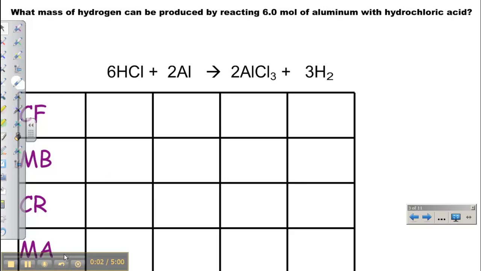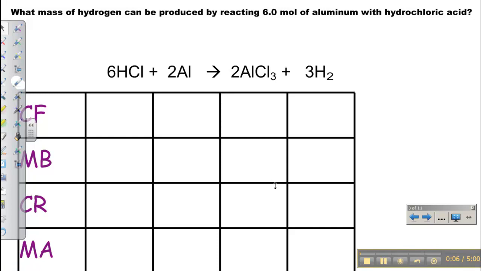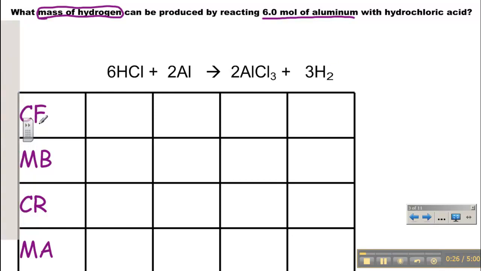So now let's look at some problems that involve mass as well as moles. Our problem here says what mass of hydrogen, so I'm going to circle that, can be produced by reacting 6 moles of aluminum, I'm going to underline that, that's my given, with hydrochloric acid. So I need my balanced equation, so here we have our balanced equation. Okay, so let's label that equation.